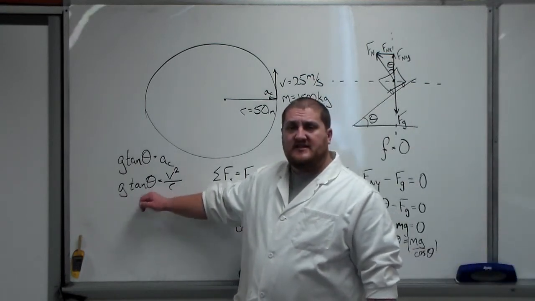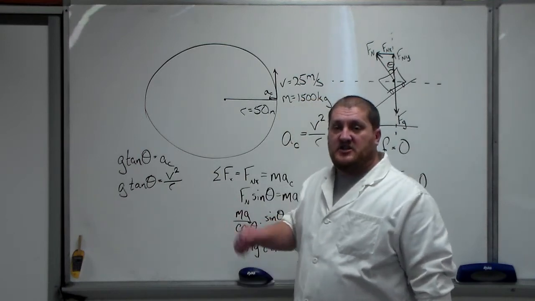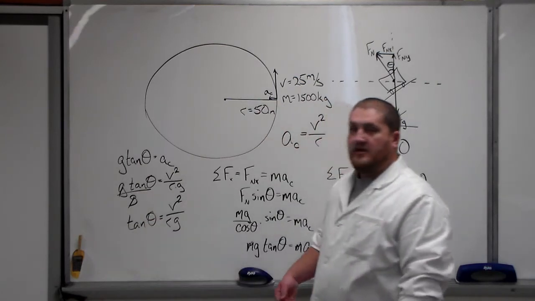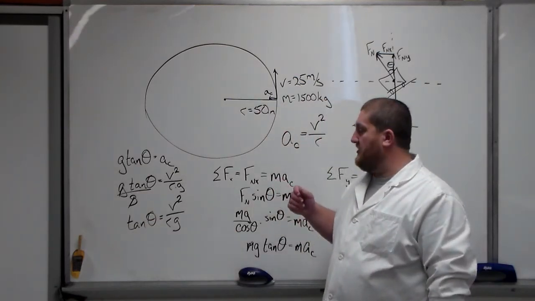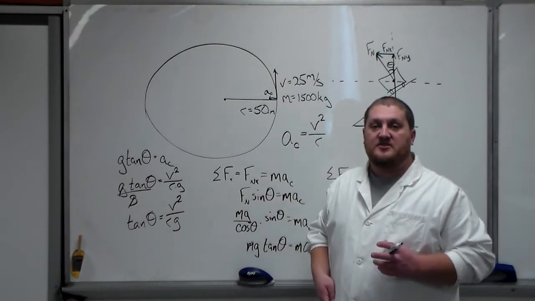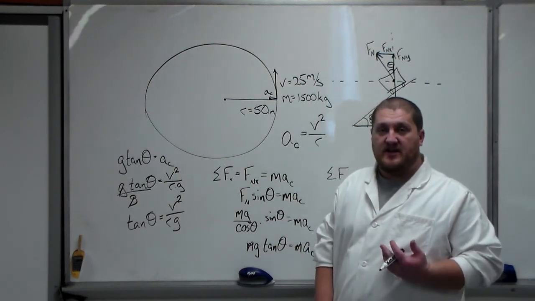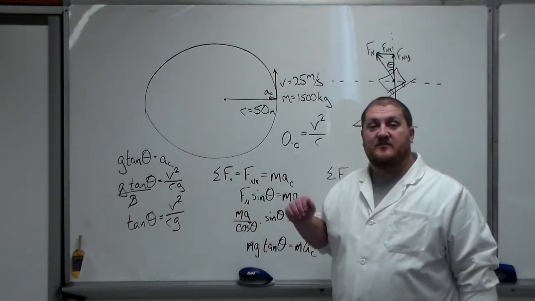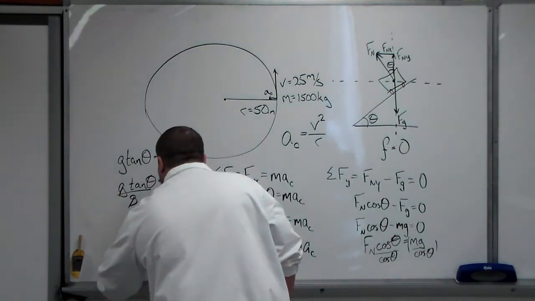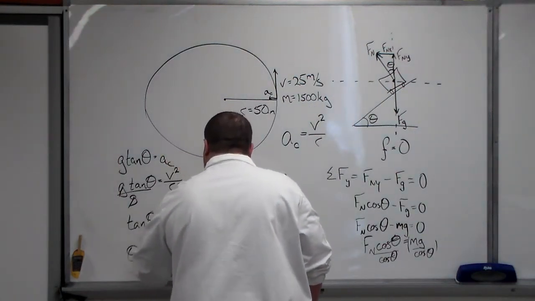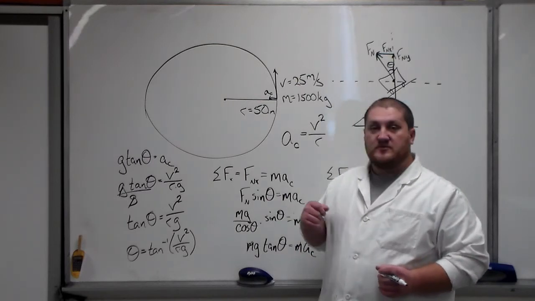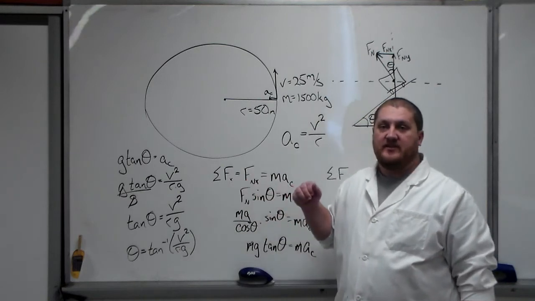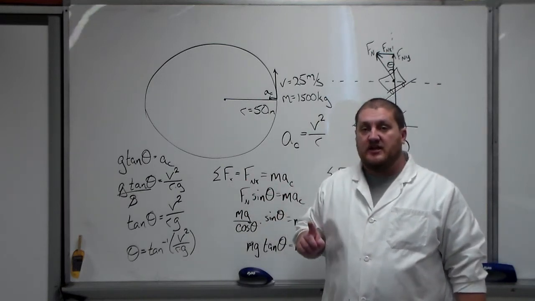So now, let's get theta by itself. I'm going to divide both sides by g. I have tangent of theta is equal to v squared over rg. To undo the tangent, I take the inverse tangent of each side. So the inverse tangent of the tangent of theta is theta, and I take the inverse tangent of the other side as well. So I have theta equals the inverse tangent of velocity squared divided by the radius divided by the acceleration due to gravity. Let's check units.